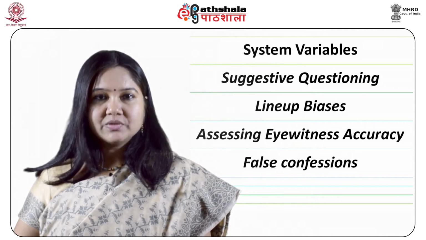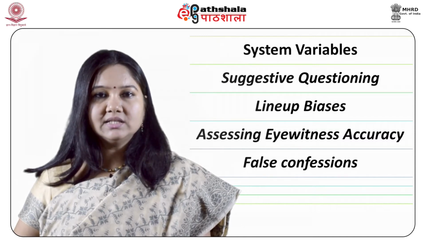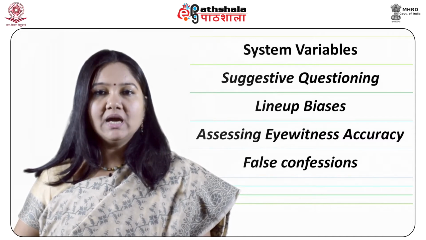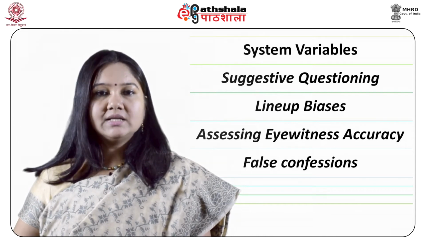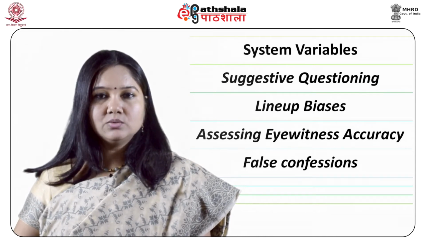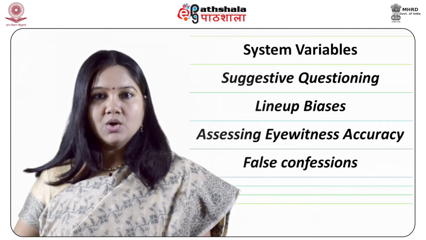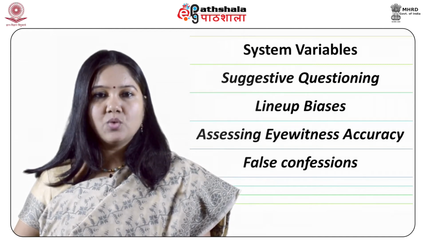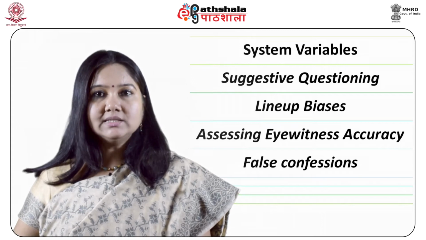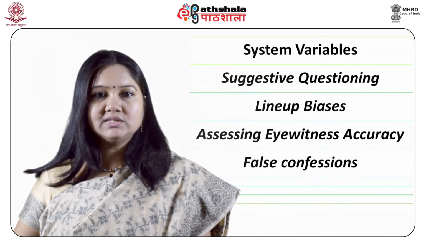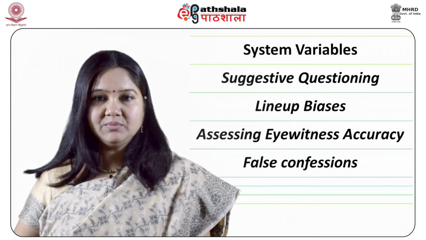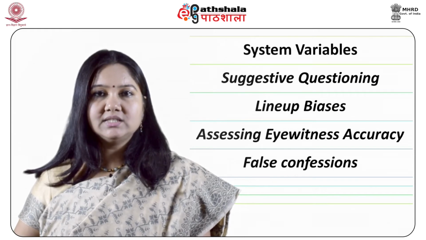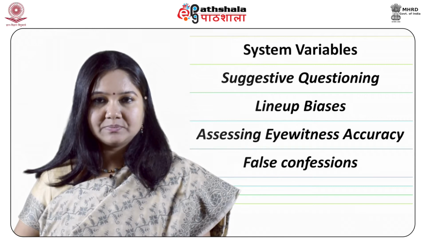Lineup biases. In police investigations, witnesses are often asked to identify a suspect who may have committed the crime. The identification procedures include show-ups and lineups. A show-up is a procedure in which a witness is asked to decide whether a single suspect was the one who committed the crime. In simultaneous lineups, potential suspects are shown at one time and the witness is asked to identify the perpetrator of the crime.